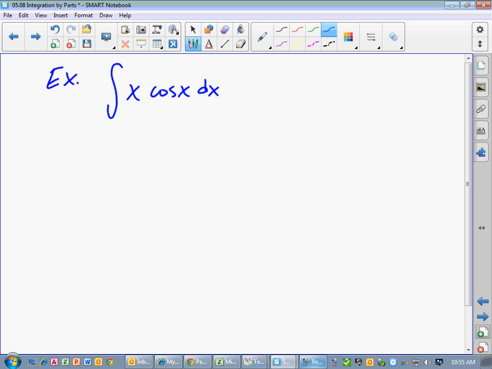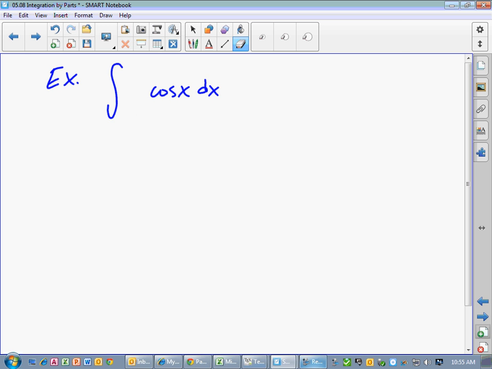In other words, if we just said, oh, this is x squared over 2 times the sine of x, right? Well, if we take the derivative of this, we would use the product rule, and we definitely aren't going to get back to this. All right, so we can't do that. So we have to use integration by parts.